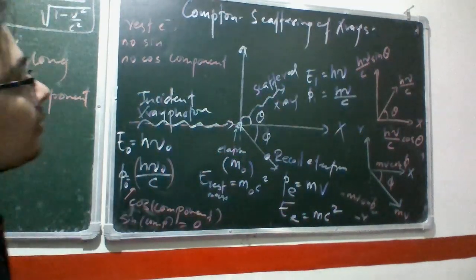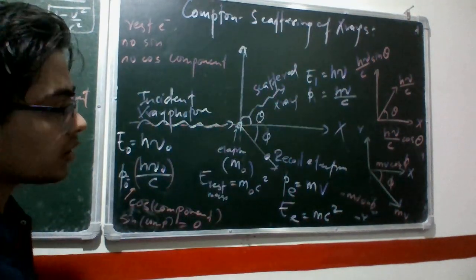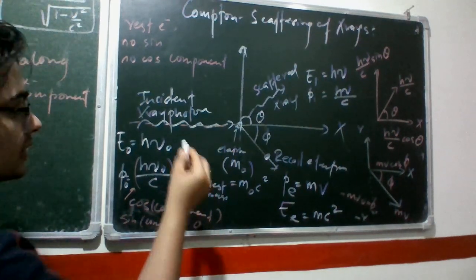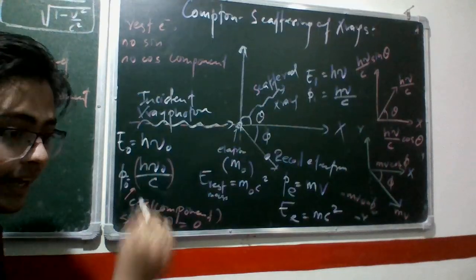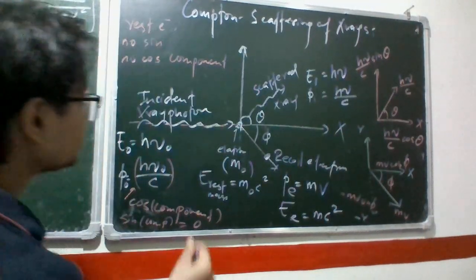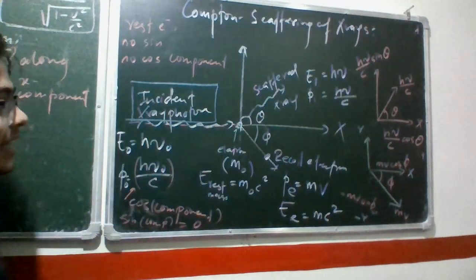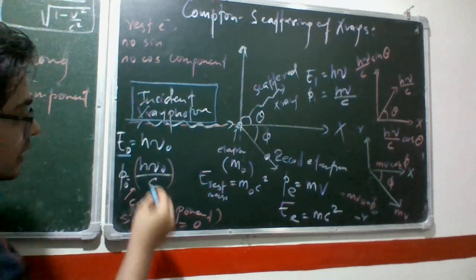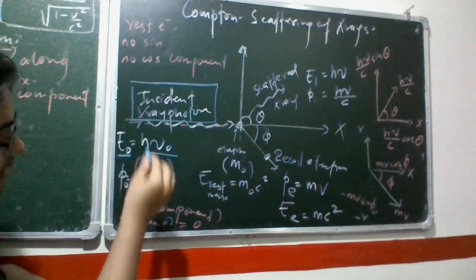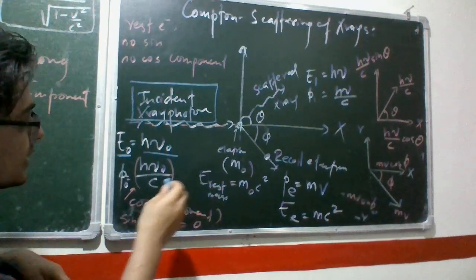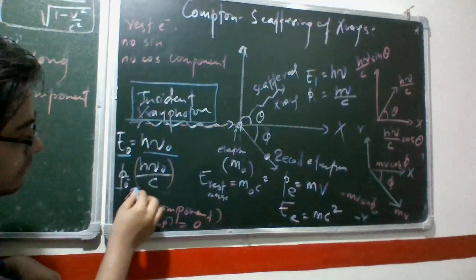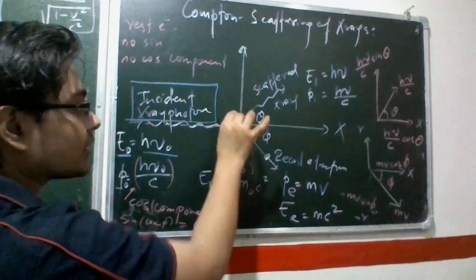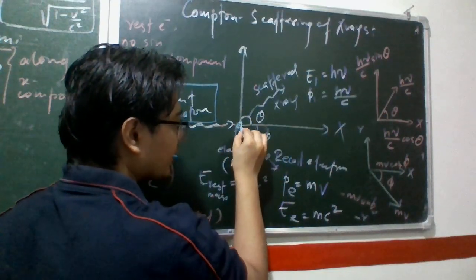So we have here, don't look at all of these, just look at the things that I point to. Okay, so this is our incident X-ray photon. This X-ray photon has incident energy E naught given by h nu naught, and the incident momentum is P naught given by h nu naught by c. This incident X-ray photon strikes this rest electron.